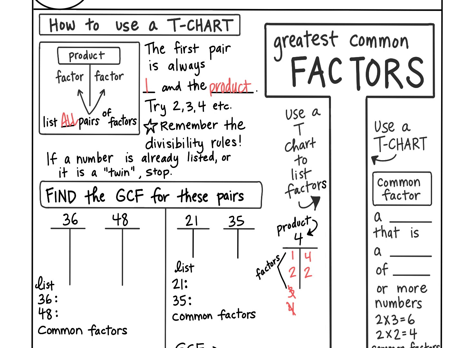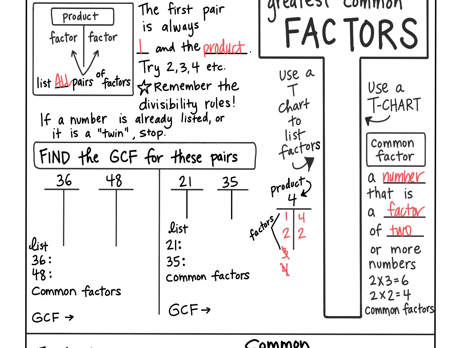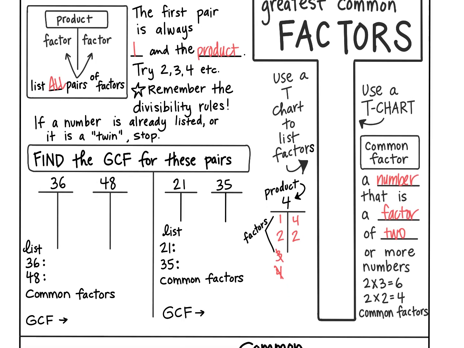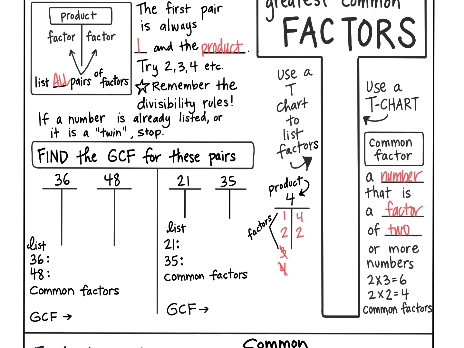It says something about a common factor. So you need to know that a common factor is a number that is a factor of 2 or more numbers. So I have an example here. It says 2 times 3 equals 6 and 2 times 2 equals 4. So I have some common factors. What are my common factors in both of these? 2. 2 is my common factor in both of those. So those are considered common factors.